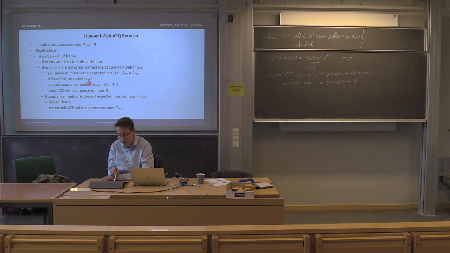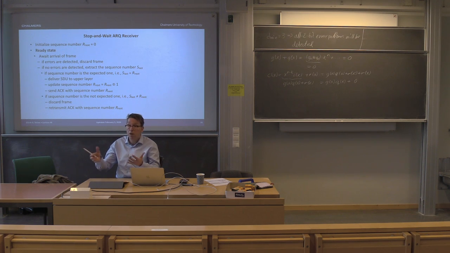We deliver the service data unit to the layer above, and we update the sequence number R next to R next plus 1, and we send an acknowledgement with the sequence number R next. If the sequence number is not the expected one, that is, if S last, what we just received, is not equal to R next, then we throw away the frame and transmit an ACK with the sequence number R next. Okay, so basically we send the ACK again and say, hey, I don't want this, I want R next. I got something else.